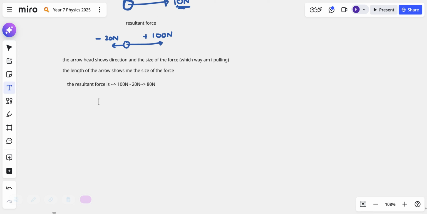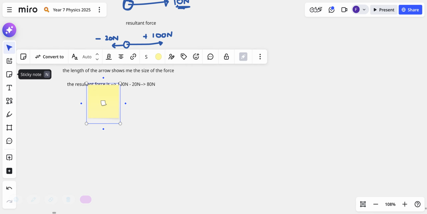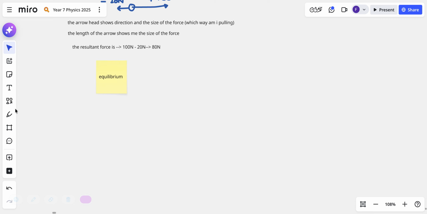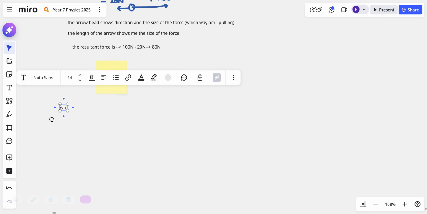Okay, now, equilibrium, let me write that here. Equilibrium, all right, is when the resultant force is 0. Okay, so I'm going to give you the easy version first, all right?